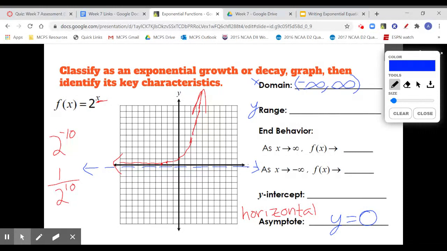The next thing that we're going to look at is the range. The range is the set of all y values that you could get with this function. We've already talked about a little bit of a limit in this factor, because we've talked about how this function will approach an asymptote and never cross it.